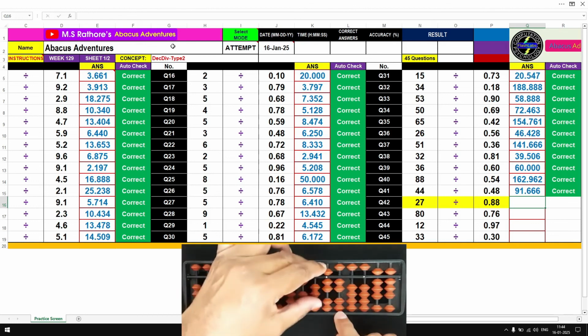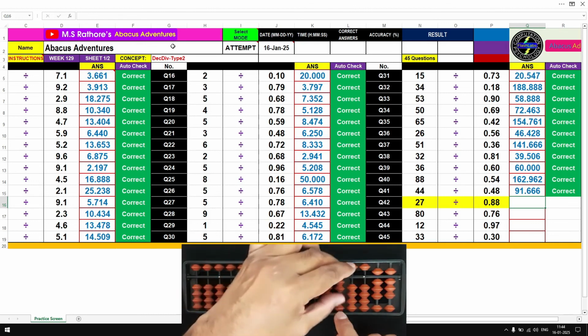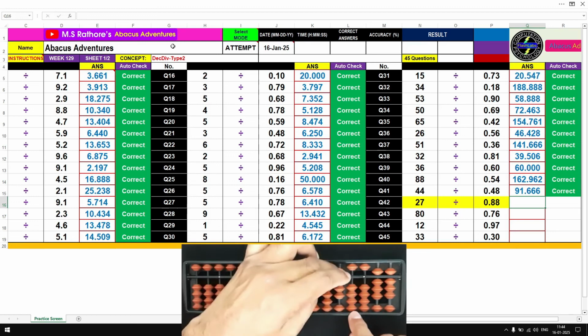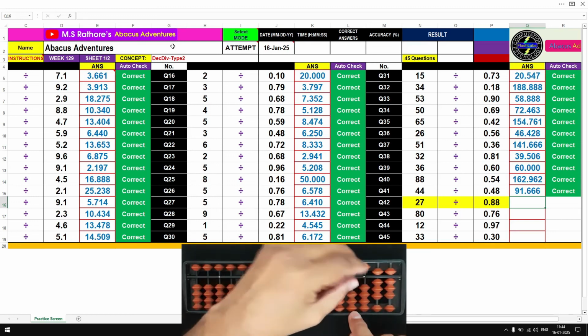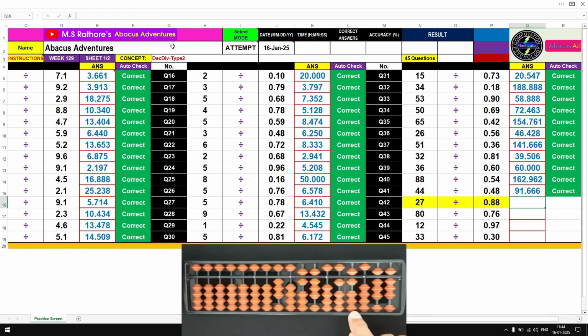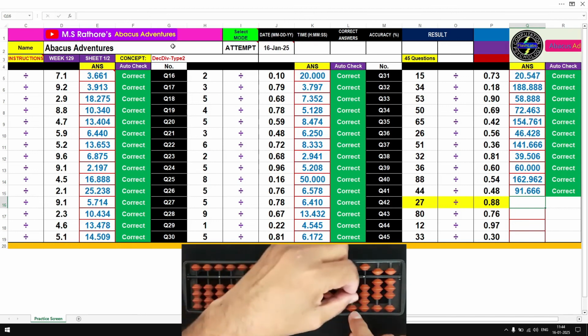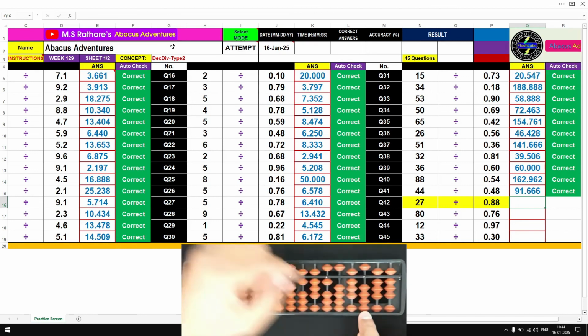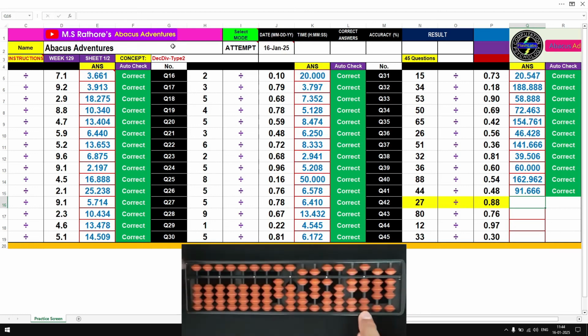8 eights are 64, shifted. 8 eights are 64, new number is 16. 8 ones are 8, shifted. 8 ones are 8, and our answer is 30.681.